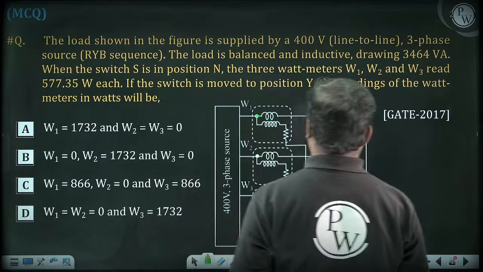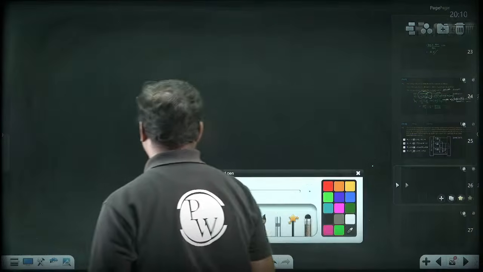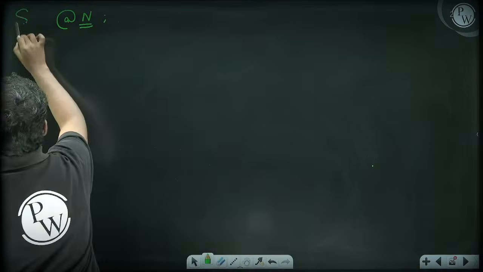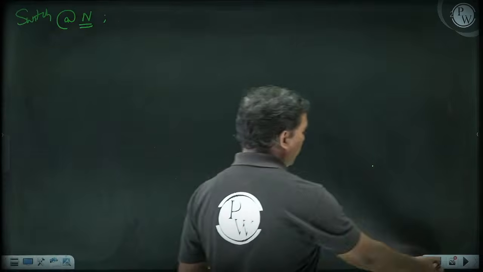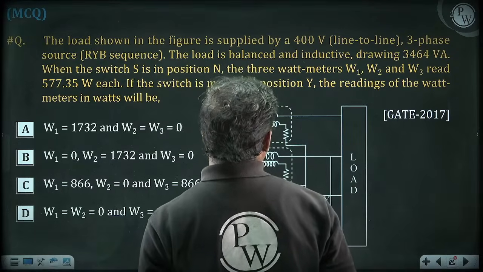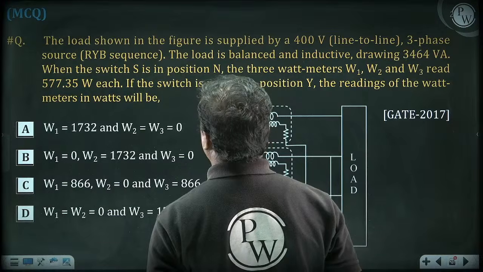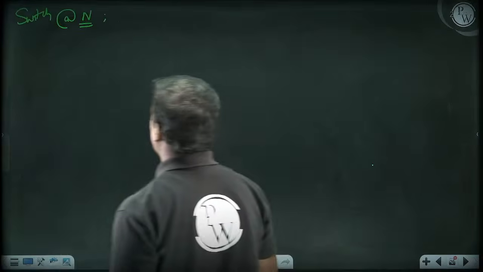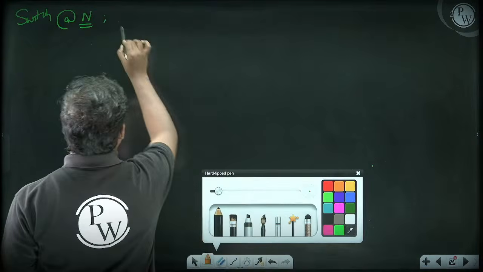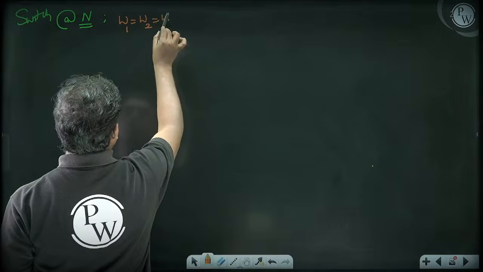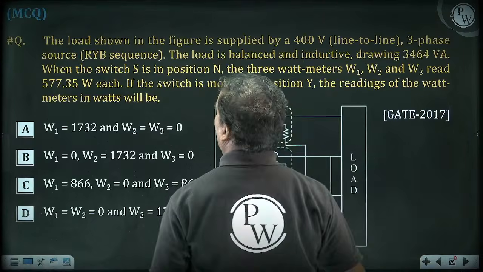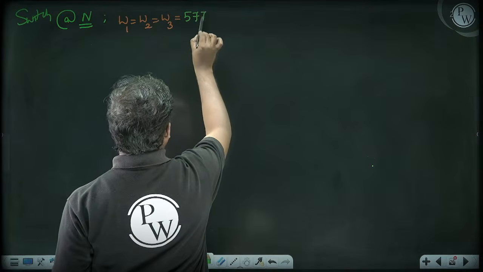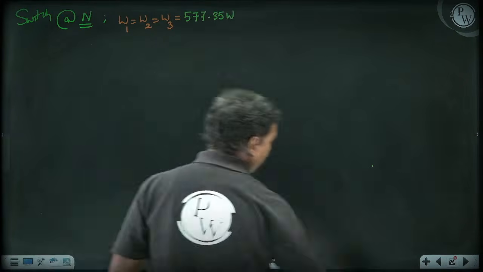So if the switch is at N position, if you see what is given, the load is balanced and inductive drawing 3464 volt ampere. When the switch S is in position N, the 3 wattmeters are reading 577.35 watts each. So here I can write W1 is equal to W2 is equal to W3 is equal to 577.35 watts.